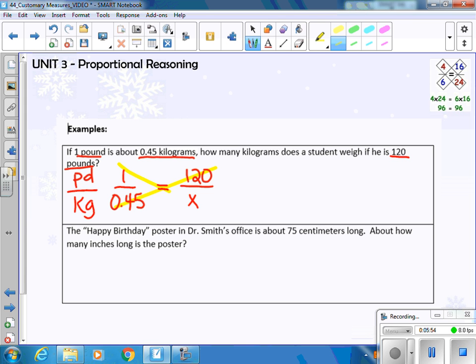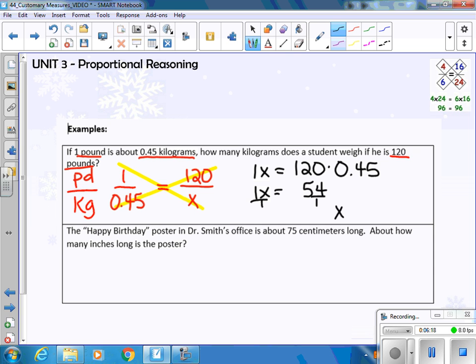Cross multiply, we get 1 times x, which is just 1x, and then we have 120 times 45 hundredths, and when we do that, we get 54. And since we divide, if we divide by 1, we could, but it's not going to change the value. So x equals 54, but what does 54 mean?